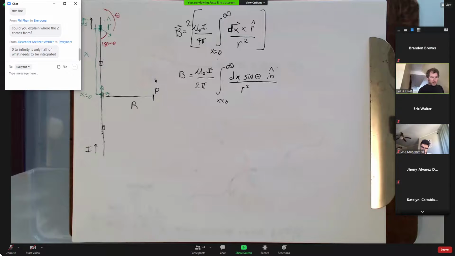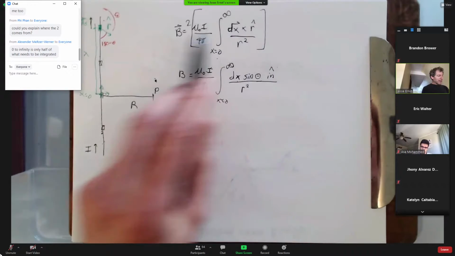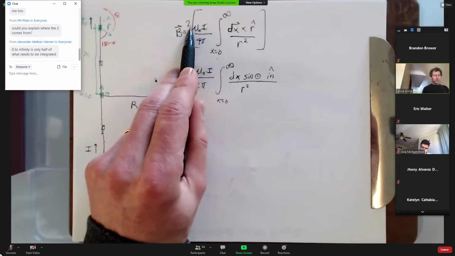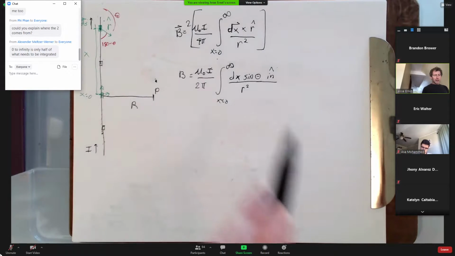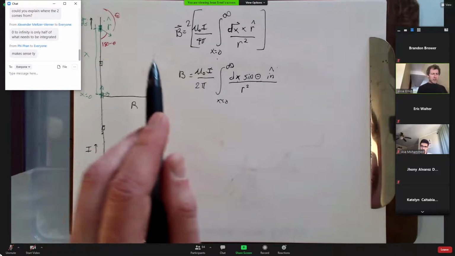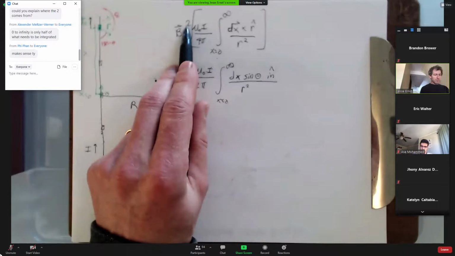Yep, Ender, exactly right. 0 to infinity is only half of what needs to be integrated. And that's why I said, well, let's just do this half and then double the result. Is that okay? Phi had the same question. That's where the factor of 2 comes from.